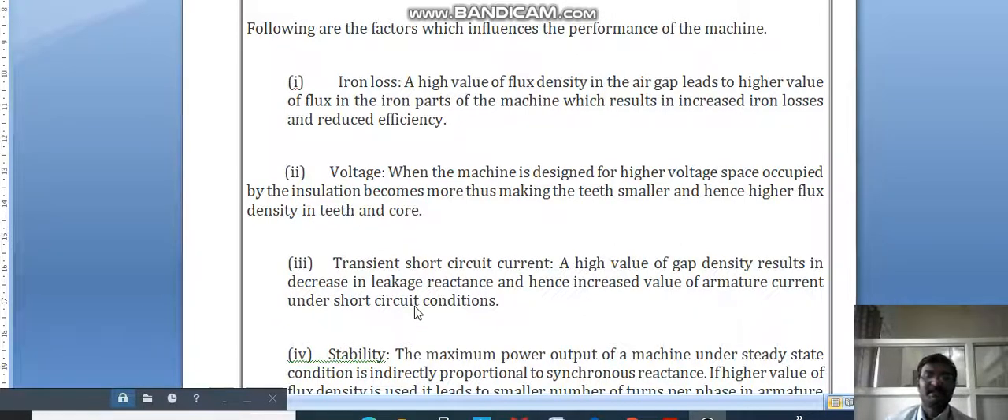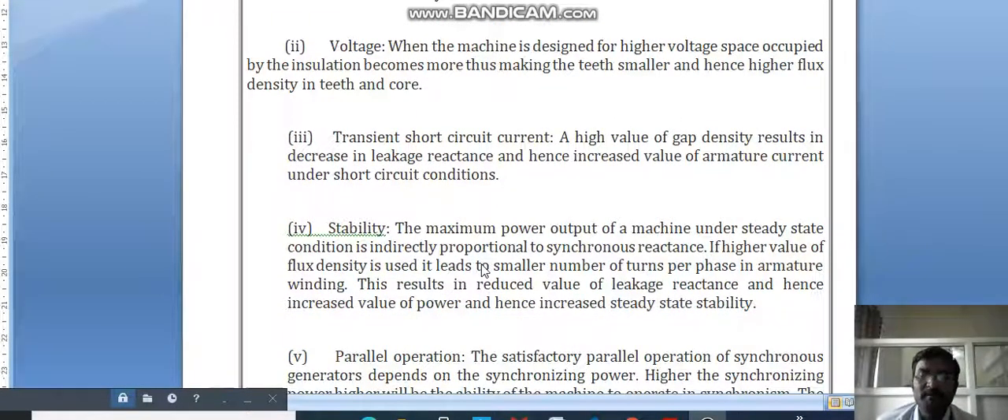The fourth one is stability. The maximum power output of a machine under steady state condition is inversely proportional to the synchronous reactance. If a higher value of flux density is used, it leads to a smaller number of turns per phase in the armature winding. This results in a reduced value of leakage reactance, and hence increased power and increased steady state stability. When you go for a high value of specific magnetic loading, the leakage reactance value will be reduced, and the stability of the machine will increase.